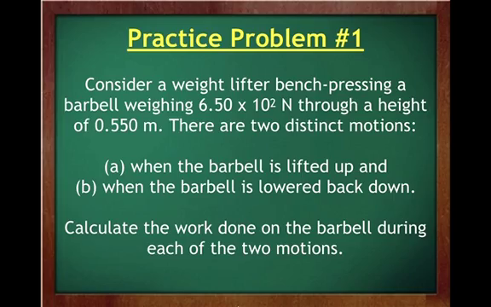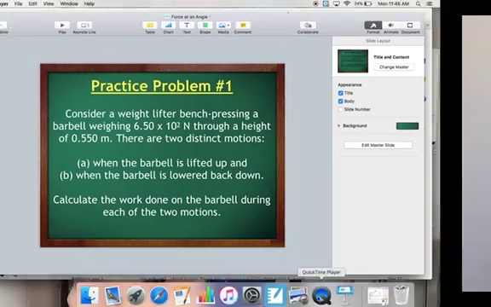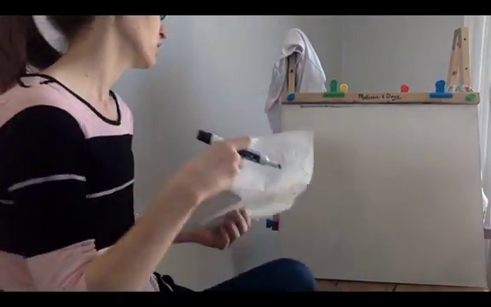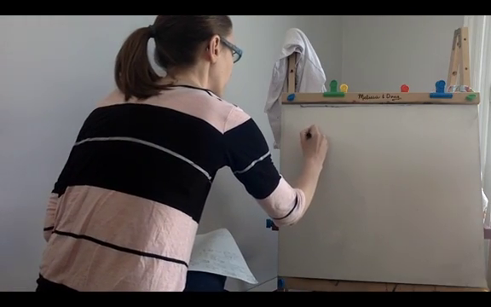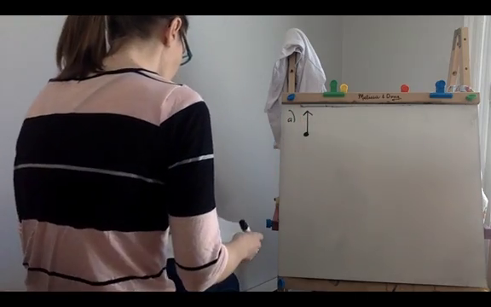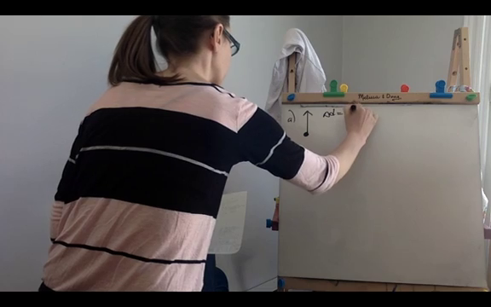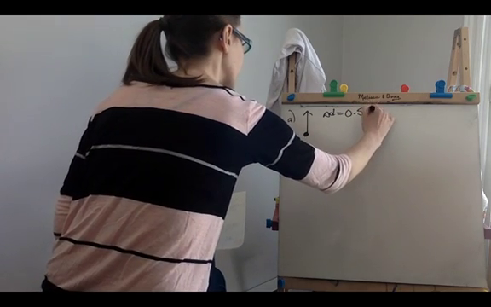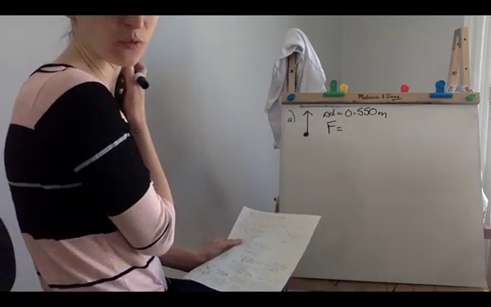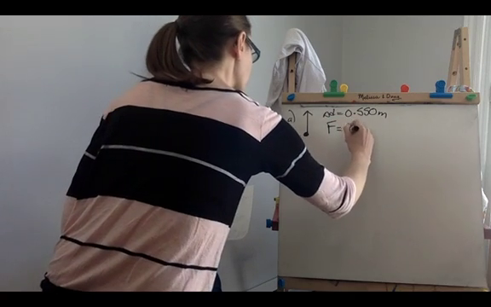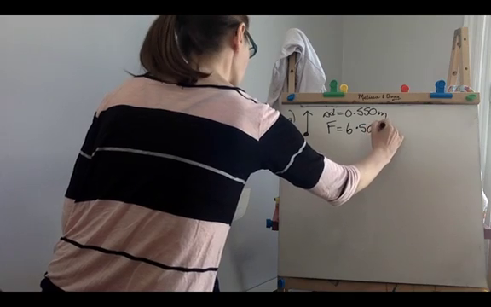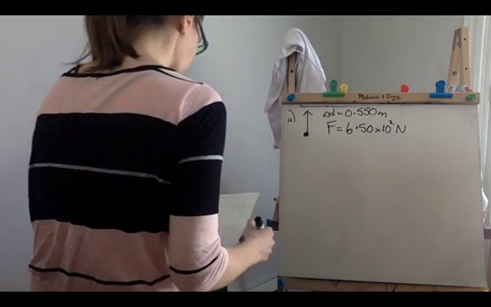All right, so this one's pretty straightforward, okay? So if we look here, we think of the first one, right? We've got our barbell, and it's being pushed up, okay? We've been given that it's being pushed up through a displacement of 0.550 meters, where the force, the weight of the barbell, which is essentially the force of gravity, which is what you would need to overcome to get it to push up, is 6.50 times 10 squared newtons, okay?